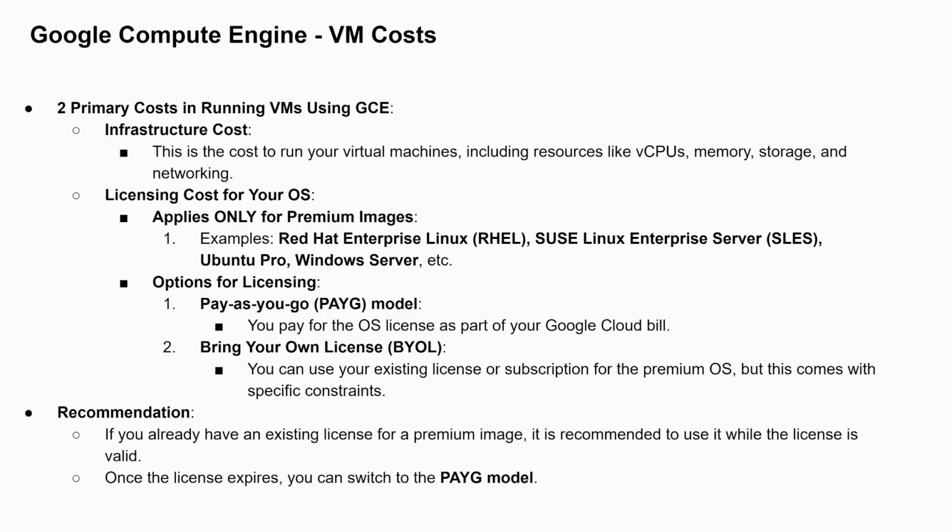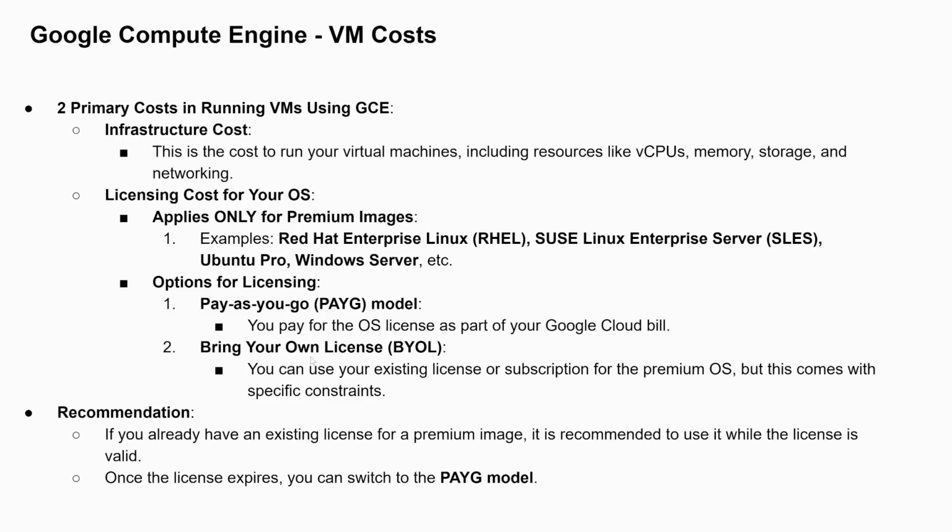Second, if you use premium images, like Red Hat Enterprise Linux or Windows Server, there is a licensing cost as well. For licensing, you have two options. One is the pay as you go model, where you pay for the license as part of your Google Cloud usage bill. The other is bring your own license, where you can use an existing subscription you have already paid for inside your VM. Whenever you go with bring your own license, there are some constraints that you need to check.